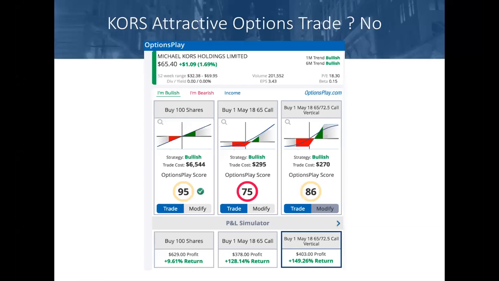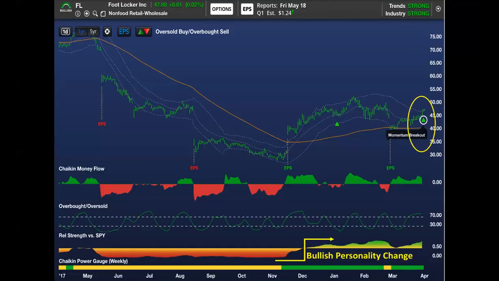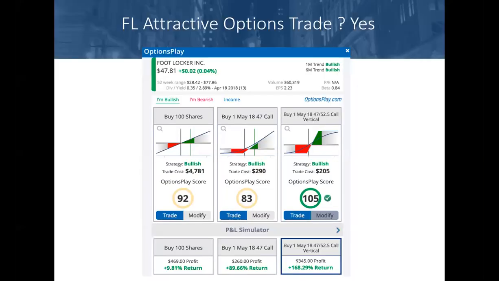But on that screener we looked at earlier, Foot Locker, another company in the retail business, also had a bullish personality change. It's not quite as strong as Michael Kors, but it had a momentum breakout signal here coming into today's trading. So do we want to buy a bullish options position on Foot Locker? Well, I typically, as I said, don't like to buy bullish positions at the upper volatility band, but Options Play has a mildly bullish 105 rating with a green check mark. Gives you the ability to buy the 47 call, sell the 52.5 call against it.